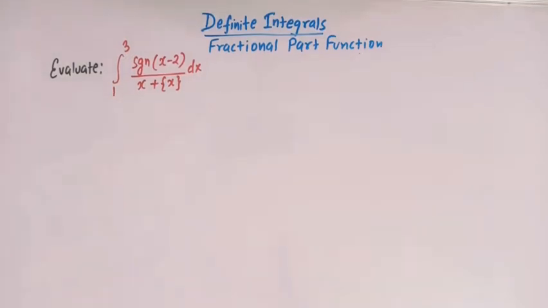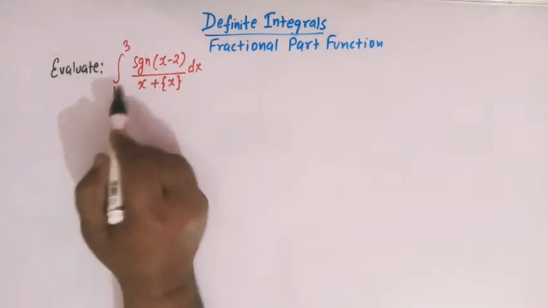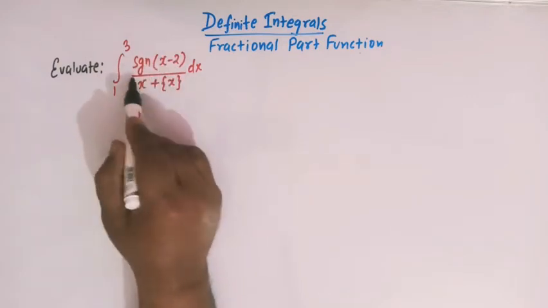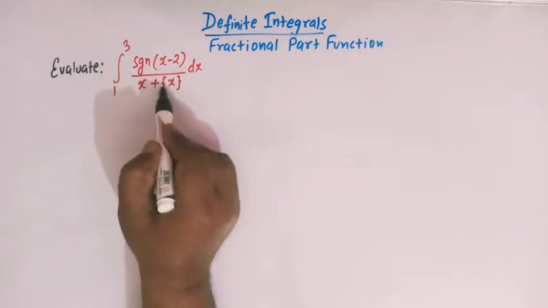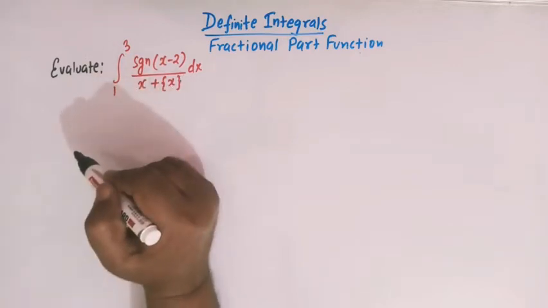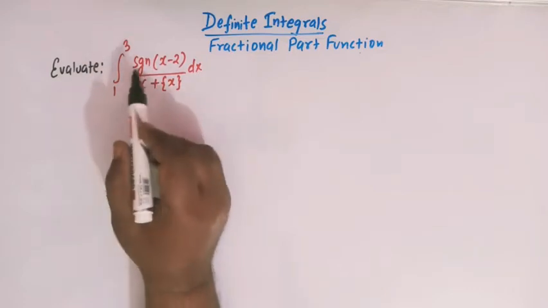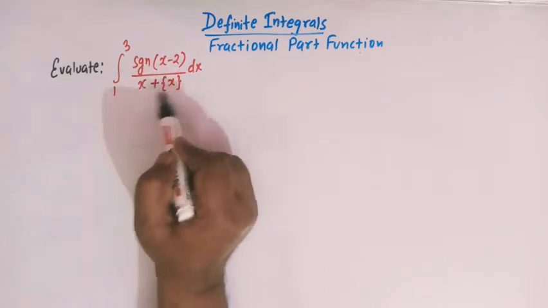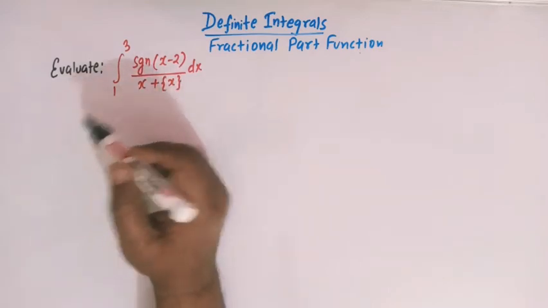Hello viewers, in today's class we are going to solve yet another important and conceptual problem from definite integrals. Here we have to evaluate this integral from 1 to 3, and our integrand is signum function of (x minus 2) divided by (x plus fractional part of x). So here we will make use of the definition of signum function and the fractional part function. So let us start.